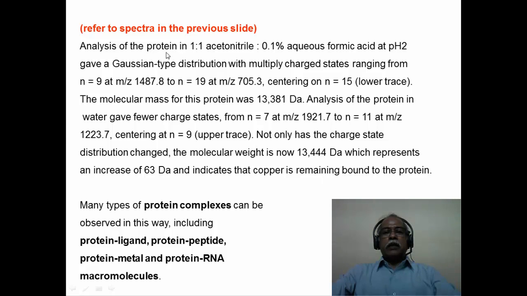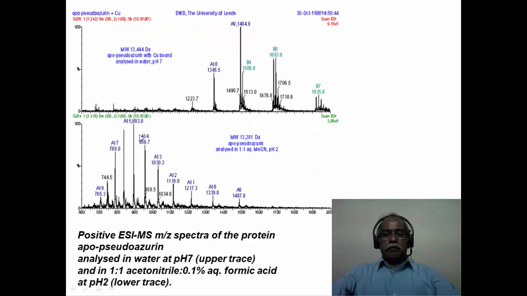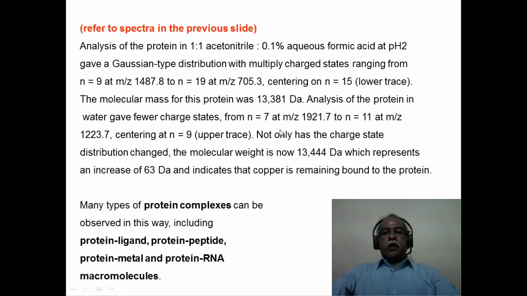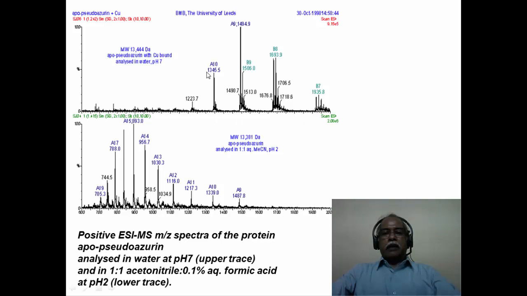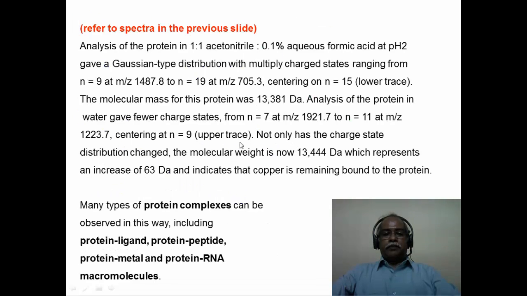The analysis of the protein in a 1:1 acetonitrile aqueous formic acid at pH 2 gave a Gaussian distribution of multiply charged ions. This is the Gaussian distribution we are talking about, and at a lower pH, fewer charged ions are being given here. Not only that, this is bound to copper and this is not bound to copper, which is evident from the difference in the molecular weight calculated for the top spectrum and the bottom spectrum, a difference of 63, which corresponds to the copper ion in this particular case.